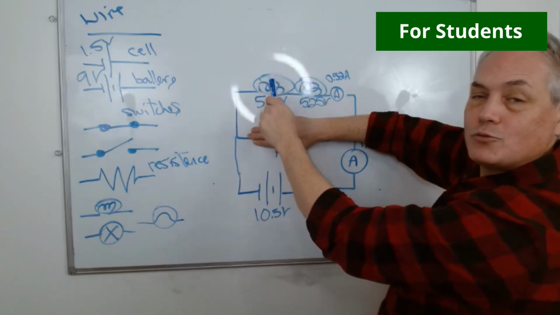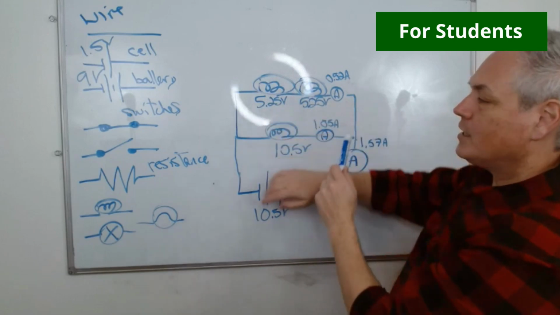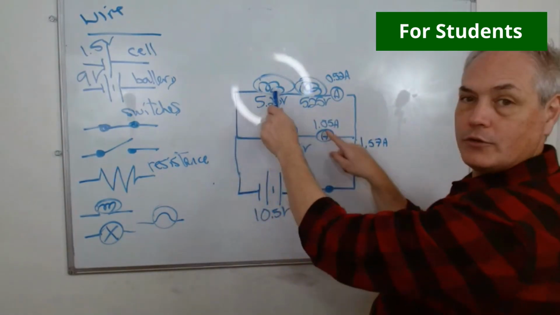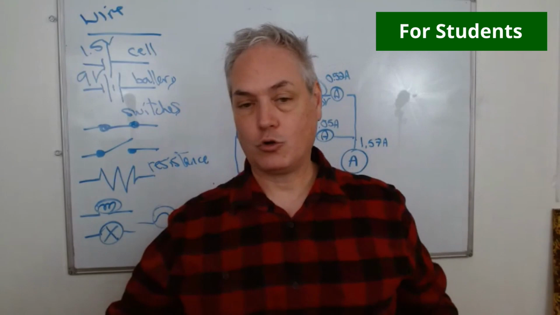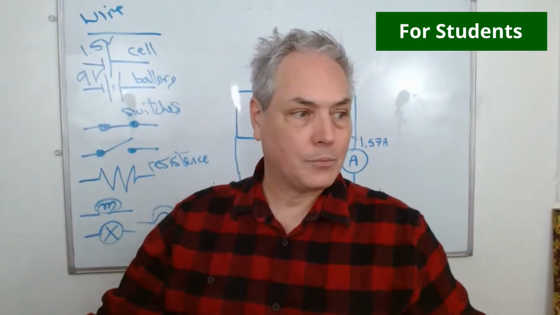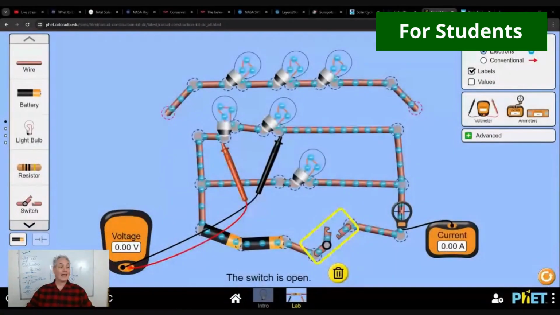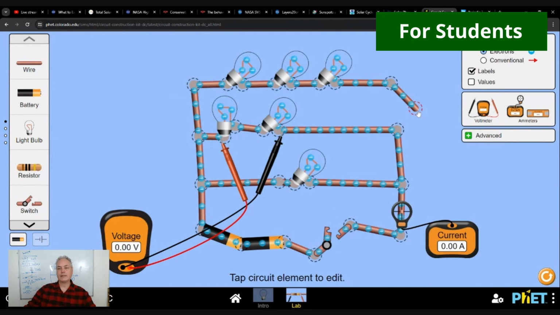Series means that the bulbs are one after each other. When it's parallel, there are two different ways for the electrons to go through. So that is the point here. Let's see if we can add a third branch to our parallel circuit. I'm going to put this one here and this one right there, and I'm going to close my switch.